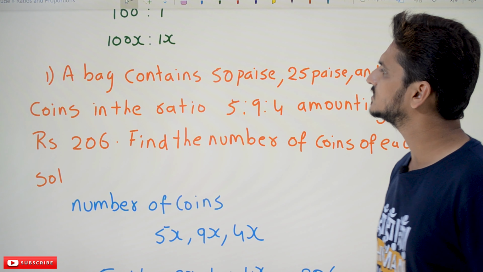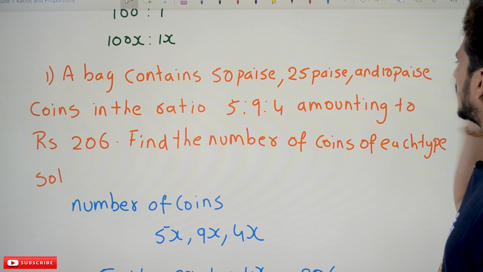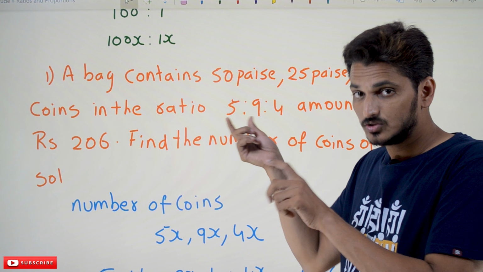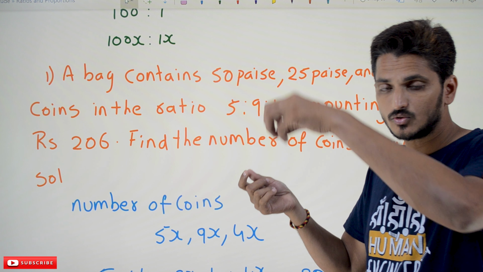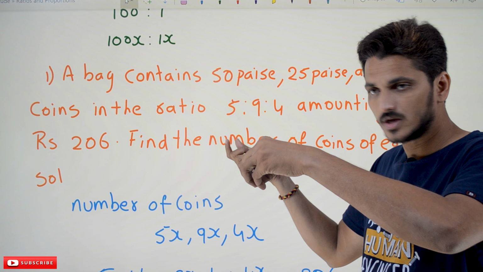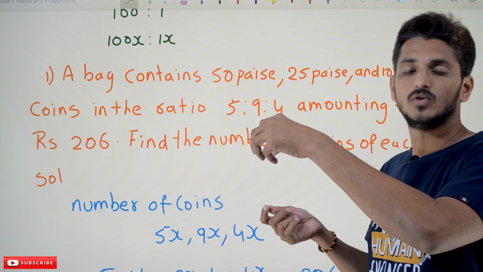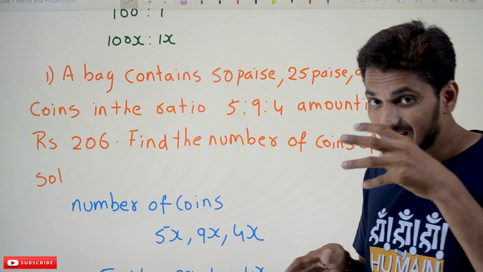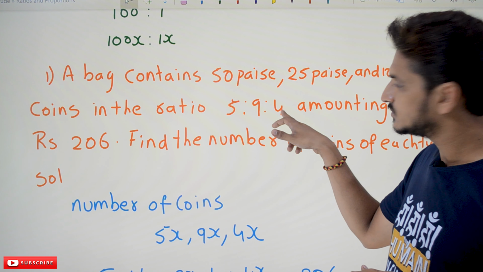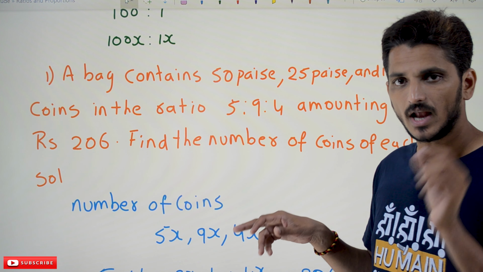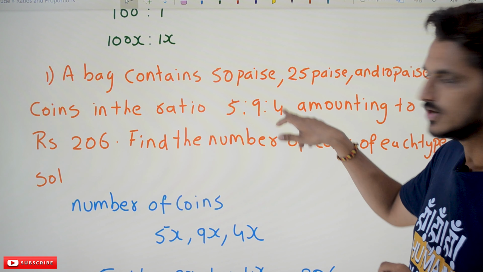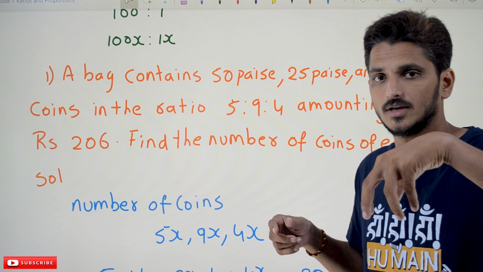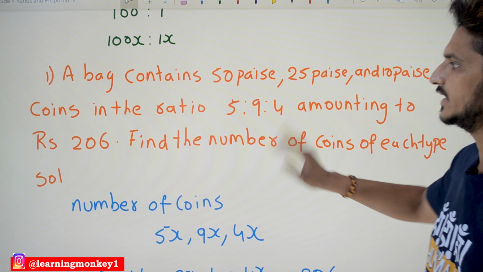So a bag contains 50 paise coins, 25 paise coins and 10 paise coins in the ratio of 5:9:4. So they have provided you the ratio value 5:9:4 means for every 5 50 paise coins, there are 9 25 paise coins and 4 10 paise coins. That is what ratio is. These are not the actual values. Multiply these 3 values with some unique number, some value. You are going to get the actual number of coins. If you understand that point, solving it is very easy.